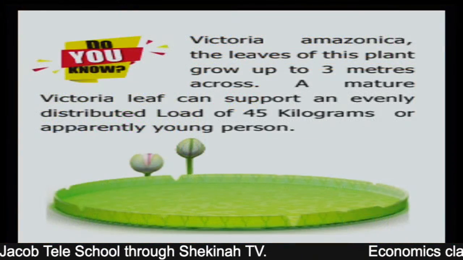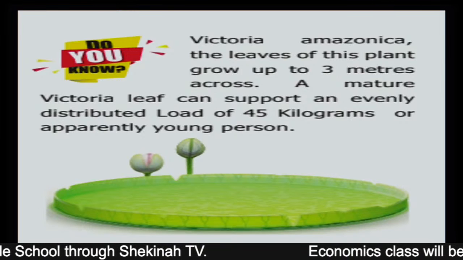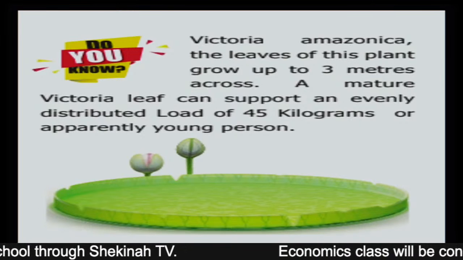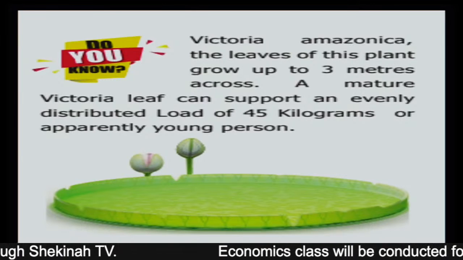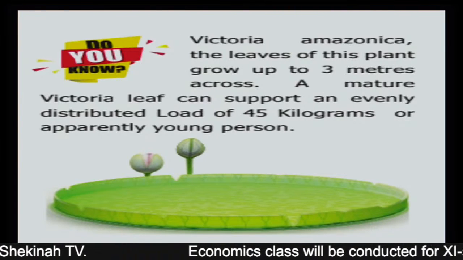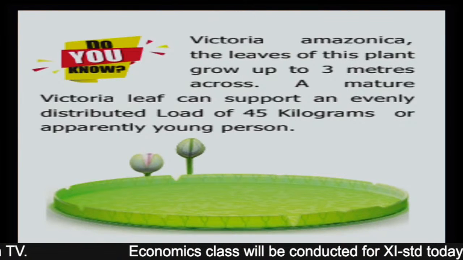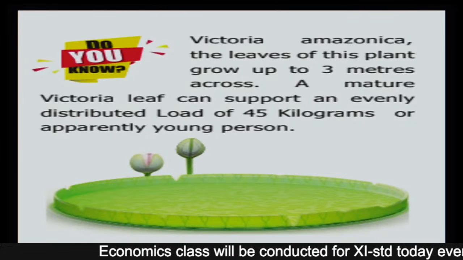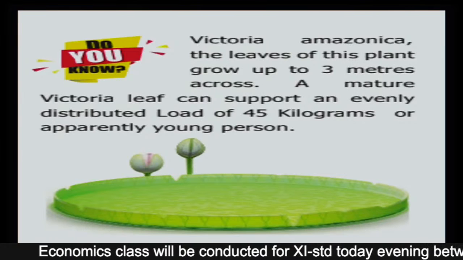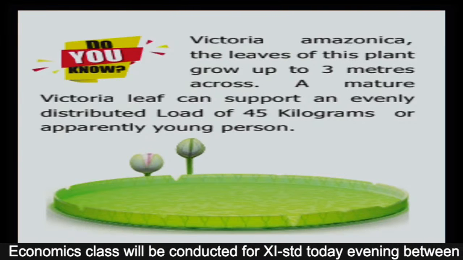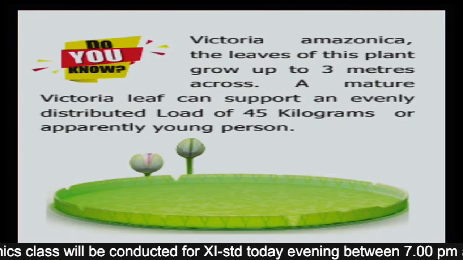Look at the picture. Victoria amazonica. The leaves of this plant grow up to 3 meters. It is a leaf. நீங்க பார்க்கறீங்க இல்லையா அந்த picture-ல இருக்குது அது வந்து that is a leaf. Victoria amazonica is a plant. அதோட leaves பார்த்தா it will grow up to 3 meter across in a circular form. A mature Victoria leaf can support an evenly distributed load of 45 kilograms or apparently young person. இந்த leaves வந்து என்ன பண்ணும் 45 kg கூட hold பண்ணக்கூடிய ஒரு capacity இருக்கு.